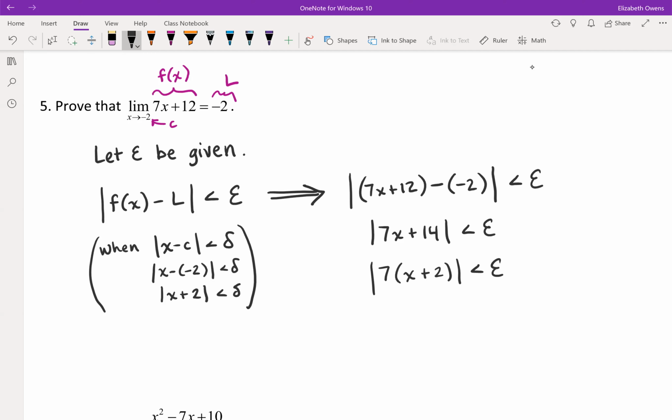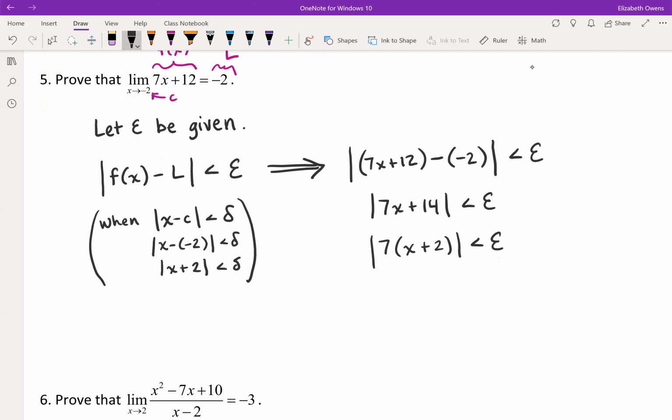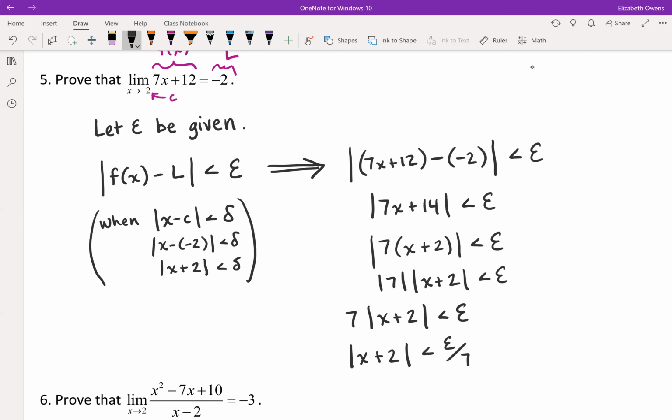This kind of shows we're on the right track. All right, let's split that: the absolute value of 7 times the absolute value of x plus 2. So 7 times the absolute value of x plus 2 is less than epsilon. And divide on both sides to see our desired statement pop out. The absolute value of x plus 2 is less than epsilon over 7.